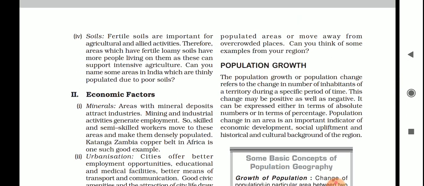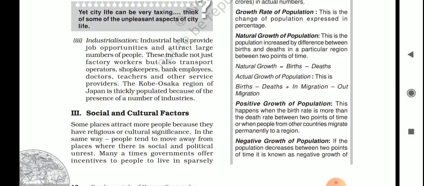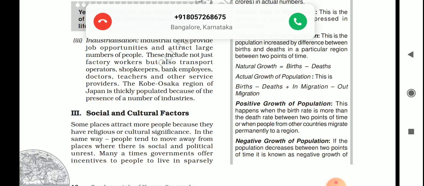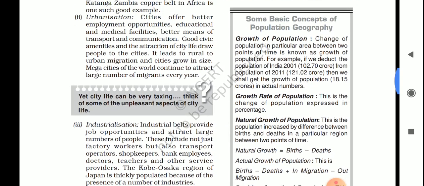So these are the factors related to economic factors, right? And then we have social and cultural factors. Some places attract more people because they have religious or cultural significance. In our culture, our girls, after marriage, have to change their places and go with their husbands. So through this also we can see some changes in population.